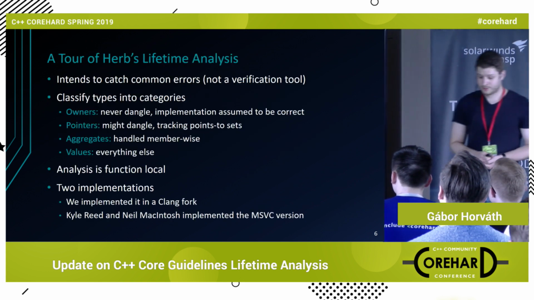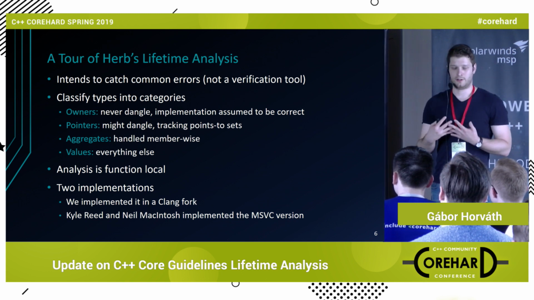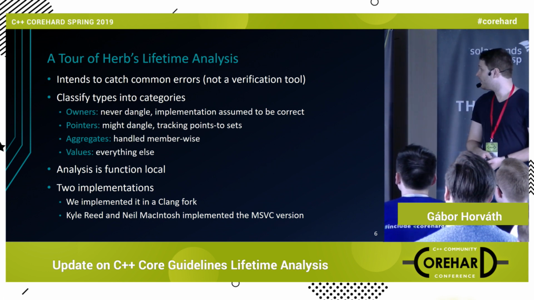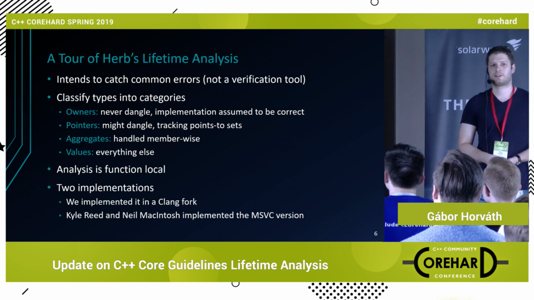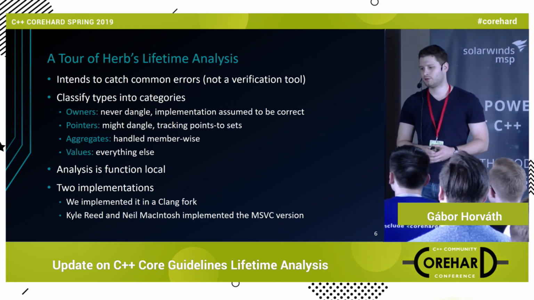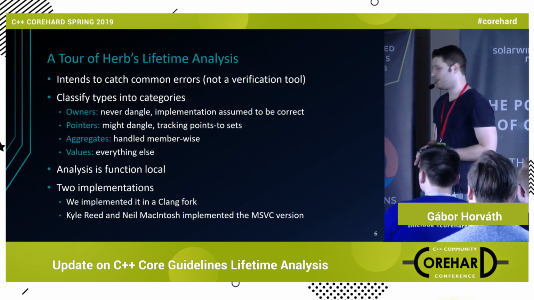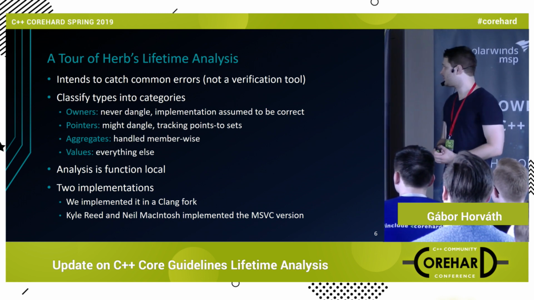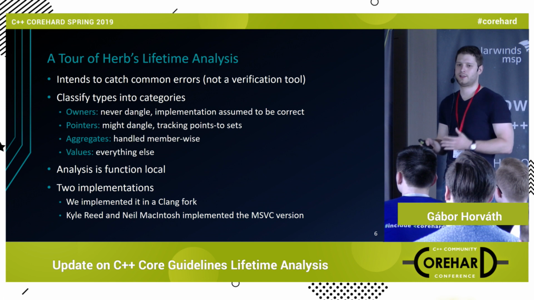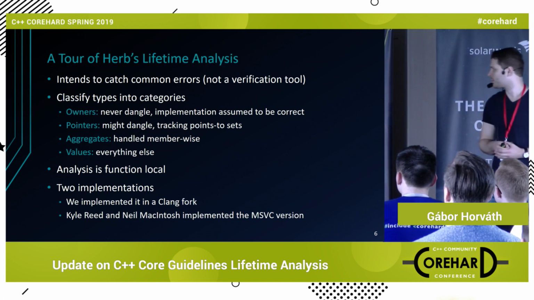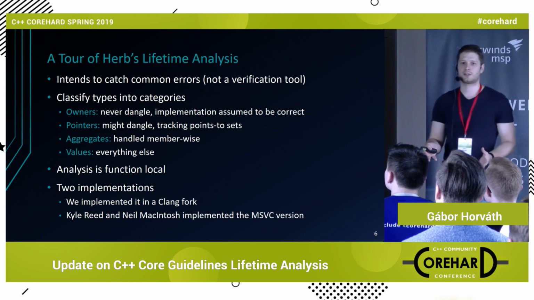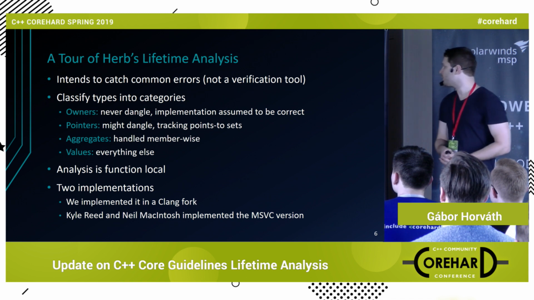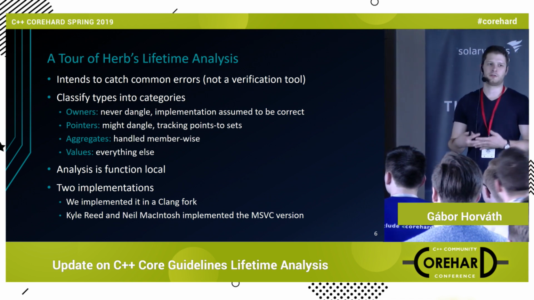Okay, so Herb Sutter defined an analysis based on some work that was done by others earlier. This analysis intends to catch many common lifetime related problems. This is not a verification tool, but more of a bug finding tool. One of the main ideas of this analysis is to define certain categories for types and categorize each type into one of these four categories. Some of the key observations: we have owners, for example std::vector or unique_ptr, and owners can never dangle because they are managing their own resources.